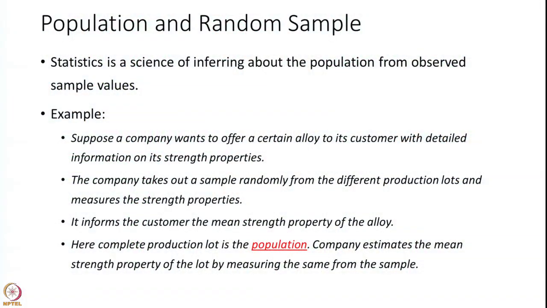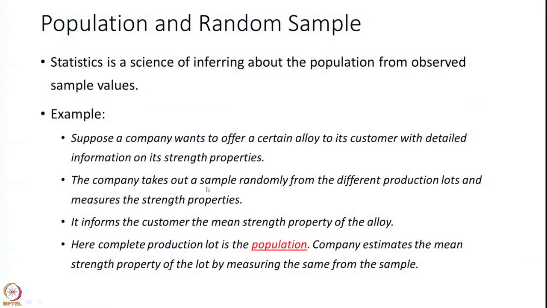So let us understand, as I said, the population and a random sample. As I said, statistics is a science. The whole purpose of statistics is to understand a population through a small observed sample, small compared to the population itself. So here I have given an example. Imagine that in a production line in an industry, a certain alloy is being produced, and the customer is requesting an alloy with a certain value of strength property of the alloy.